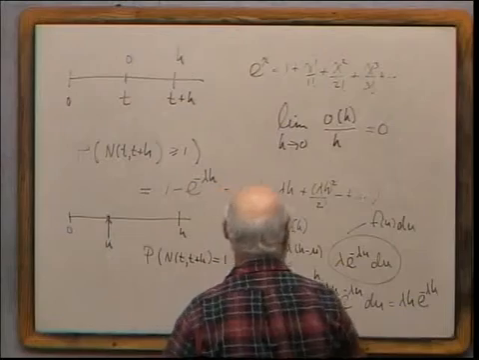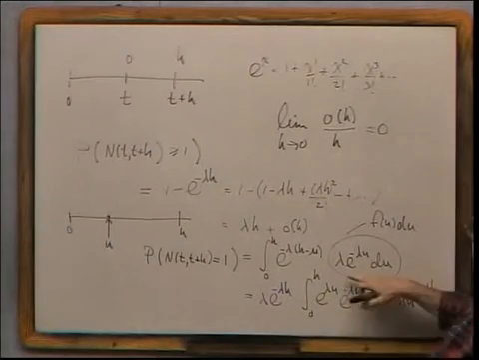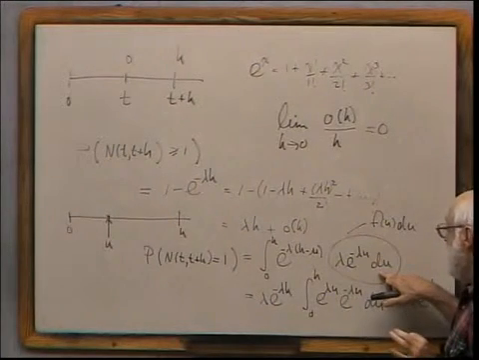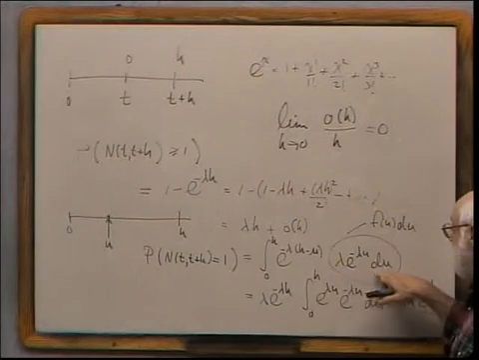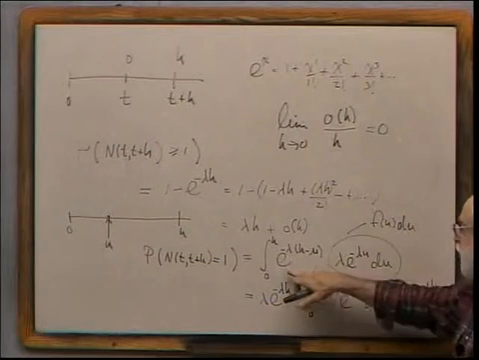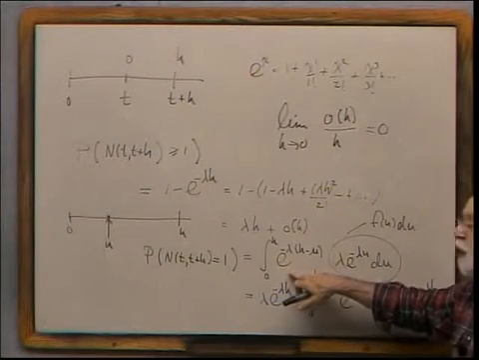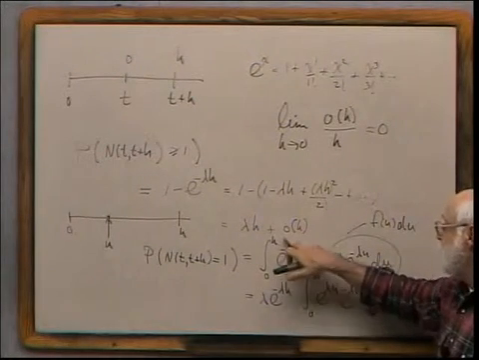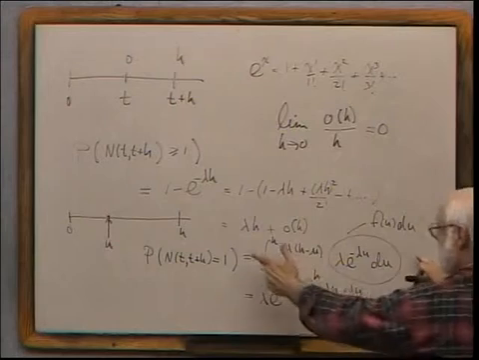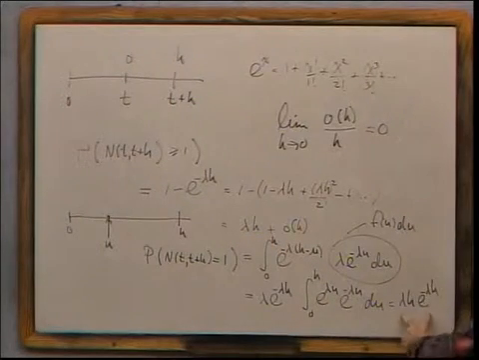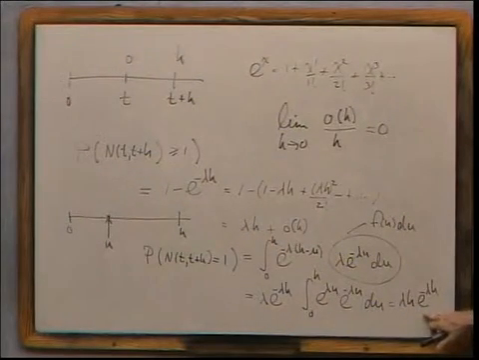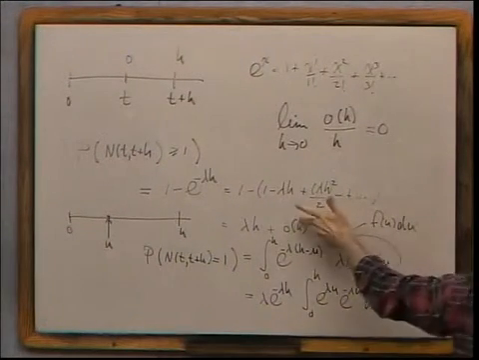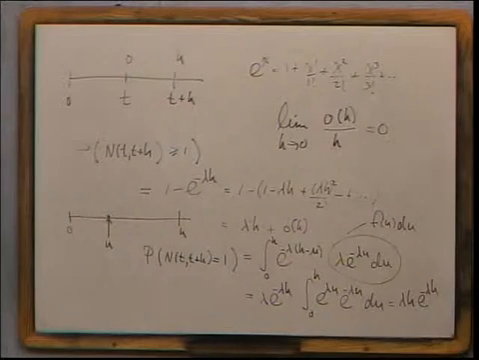This is the density function for the exponential. So this is the probability that the first arrival after time 0 occurs at time u. This is the probability that between u and h, no other arrival occurs. Add them up over all possible values of u between 0 and h, and that gives me this integral. Evaluate the integral, and I get this answer right here. Expand the e to the minus h, and I get the same thing I had before, which means that I can ignore all of the stuff except for the first term, lambda h.